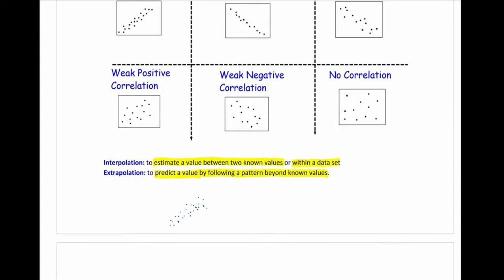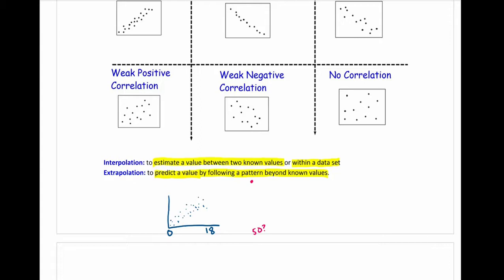However, if I'm only measuring, say, kids or people from 0 to 18 years old, and I try to predict based on this data what's happening outside, maybe at 50, if I'm following this trend, I should be guessing that someone who's 50 years old is going to be super tall based on this trend.